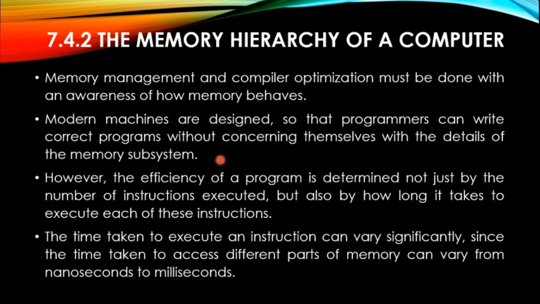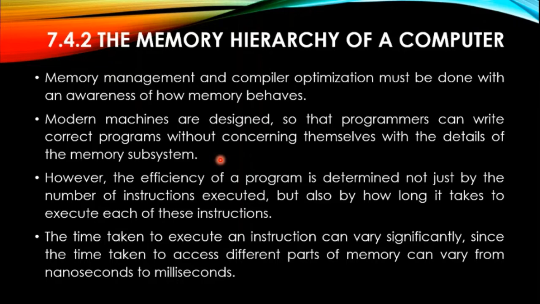And the time taken to execute an instruction: for example, there are two instructions of the same size, but there is no guarantee that both can be completed in the same time. Instruction 1 may be completed within 1 minute, while instruction 2 may be completed within 10 seconds. That is based on the available memory. So it varies depending on which type of memory is allocated to process the particular instructions.